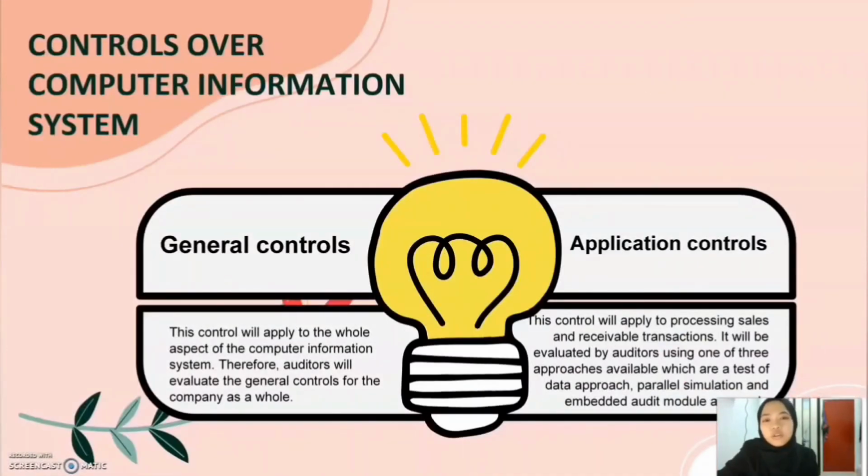Next is the controls over computer information system. There are two controls for the computer information system, which are general controls and also application controls. General controls apply to the whole aspect of the computer information system. Therefore, the auditor will evaluate the general controls for the company as a whole. As for application controls, they will be applied to the processing of sales and receivable transactions, and they will be evaluated by the auditor using one of three approaches, which are test data approach, parallel simulation, and also embedded audit module approach.